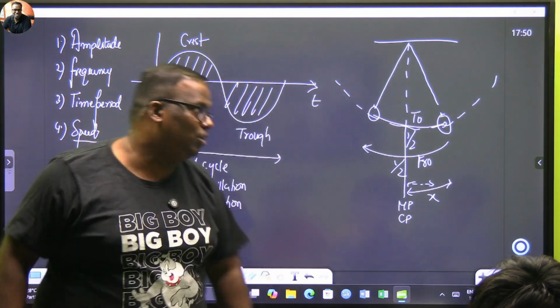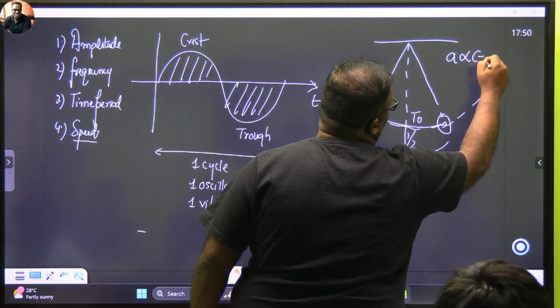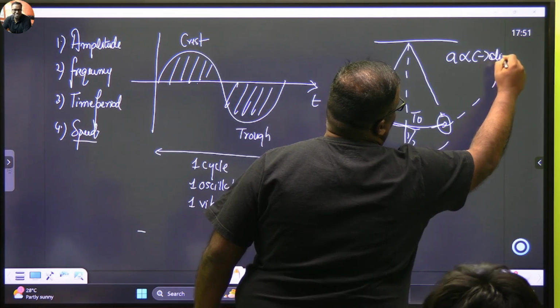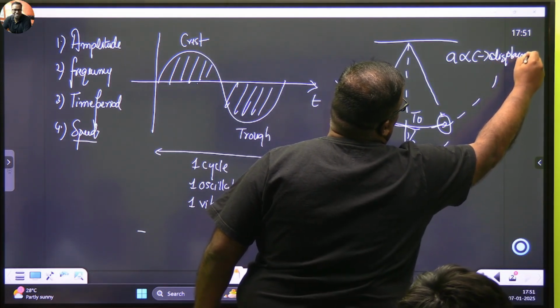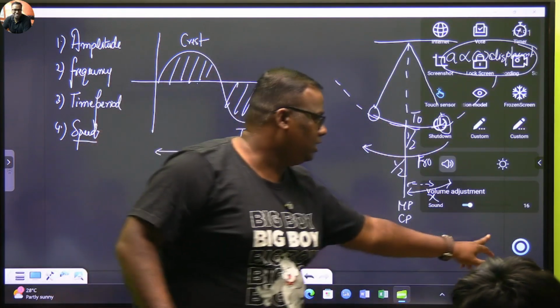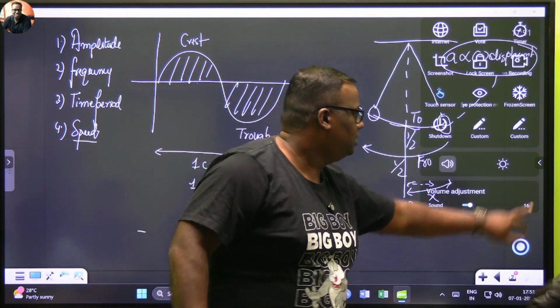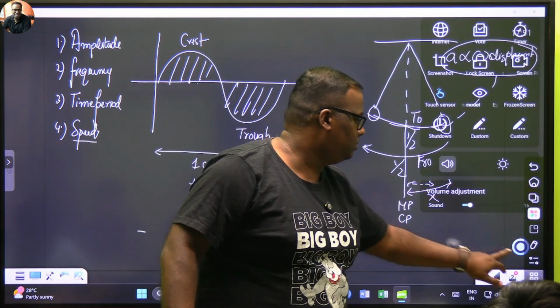In simple harmonic, later you will understand, acceleration should be proportional to negative of displacement. If you can create this scenario, then that motion is known as simple harmonic. If we can create this particular scenario.